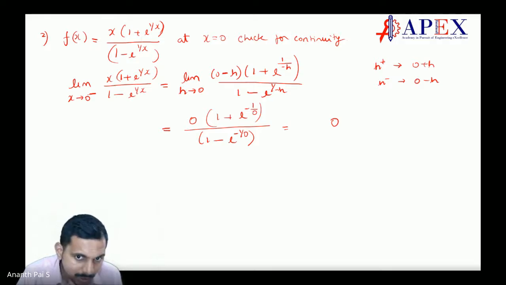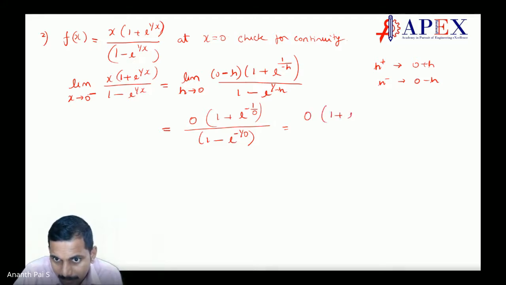So one of the things we can do here is, will we get 0 is the question. Yes, we will get 0, correct? So here we will get e power minus infinity. Let us understand this properly. This will become 0 into (1 plus e power minus infinity), which is equal to 0, and 1 minus e power minus infinity, which is 0.